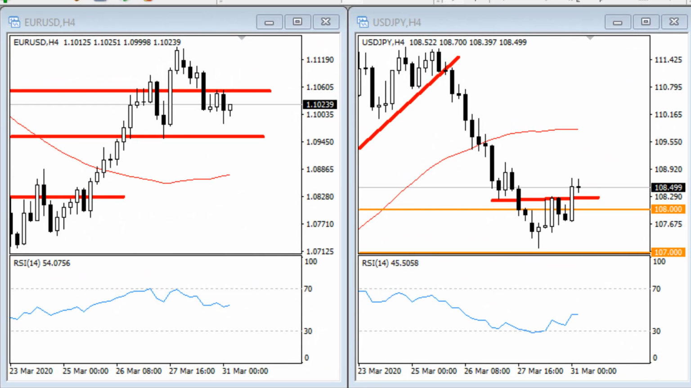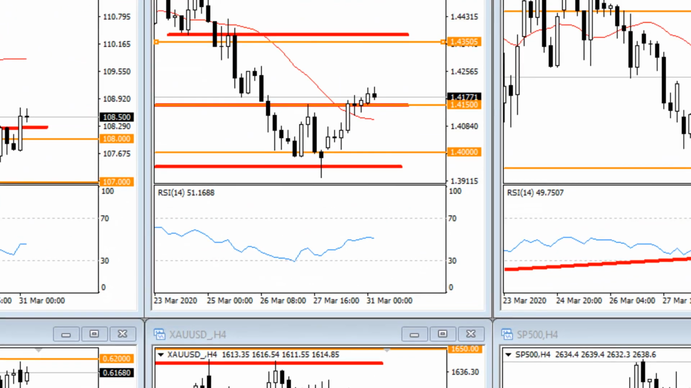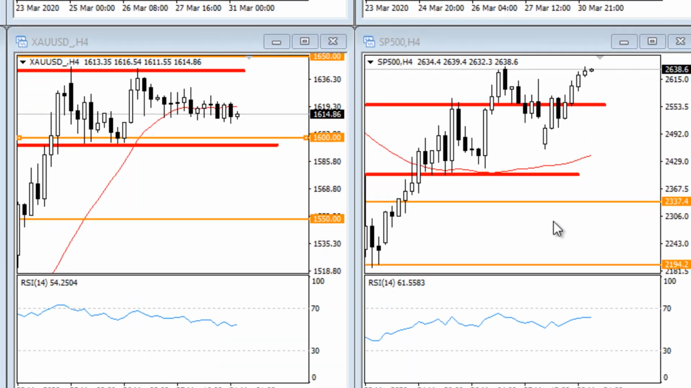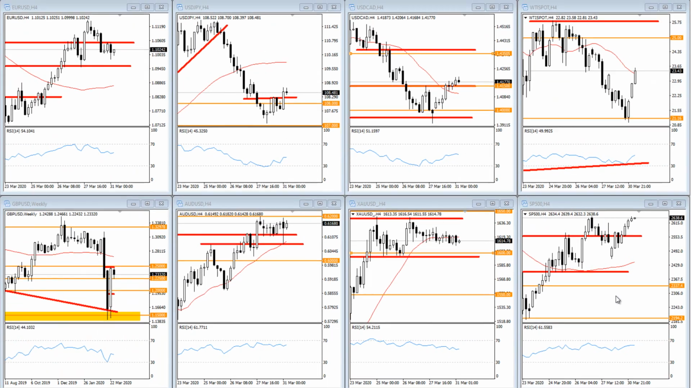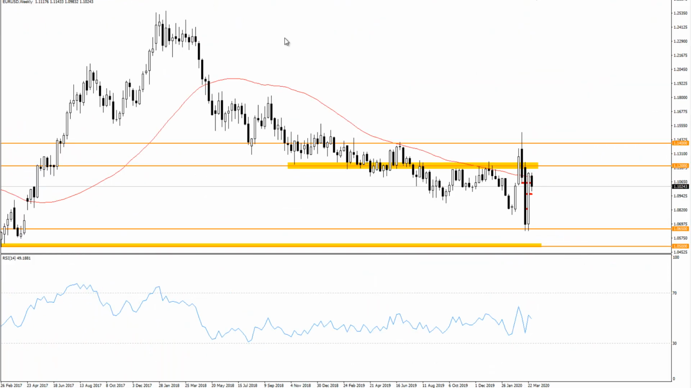The plan here, as usual, is to go through some of the major Forex pairs and also touch on a couple of commodities and the stock market. So let's start with the euro dollar and remind ourselves of the big picture first, as always. This is the weekly candlestick chart, and it has been very volatile.